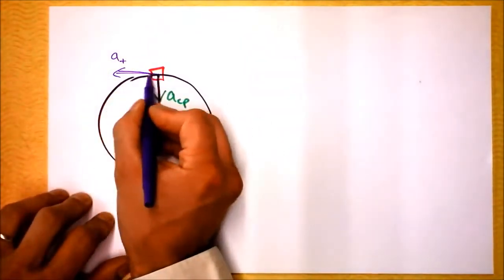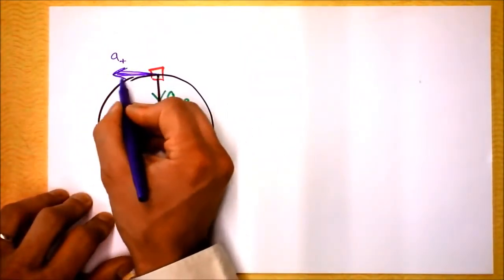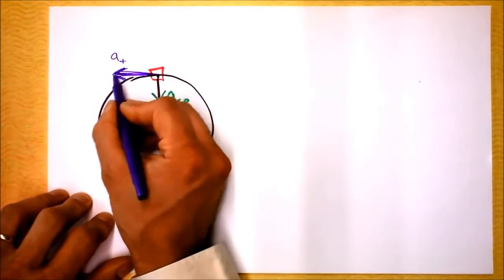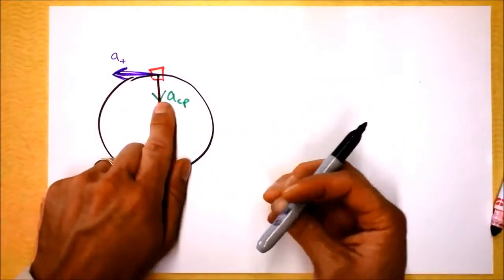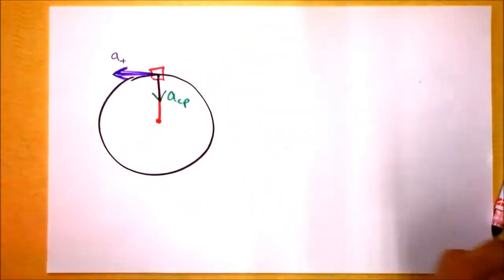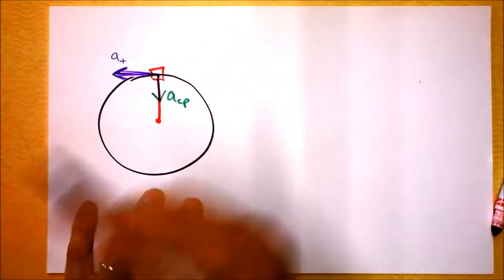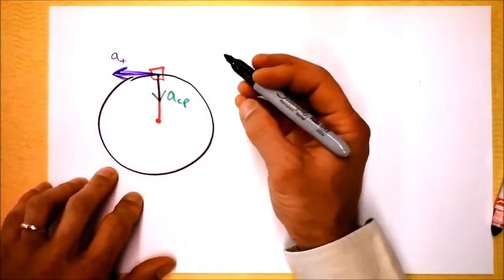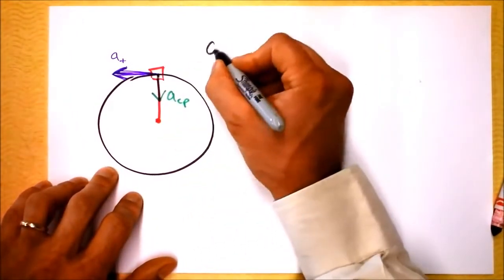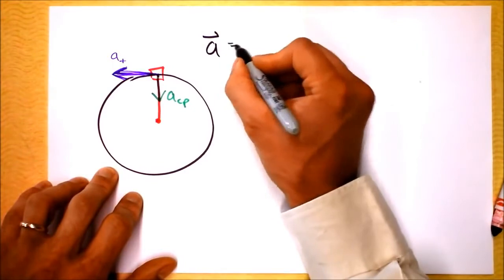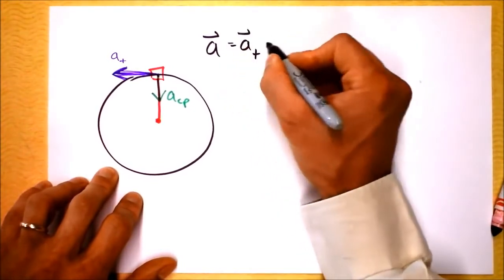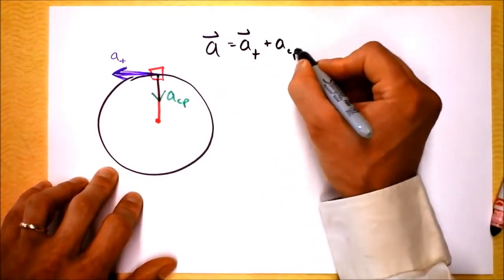This should be horizontal, so I'll make it bold. Okay, perfect. So there could be acceleration that changes speed, or simply acceleration that causes circular motion, that causes that turn. And what I want to point out is that the full acceleration, the vector acceleration, would be that tangential acceleration plus the centripetal acceleration.